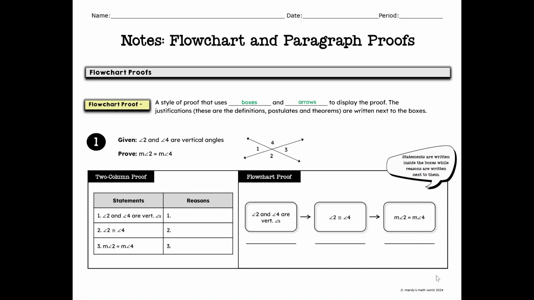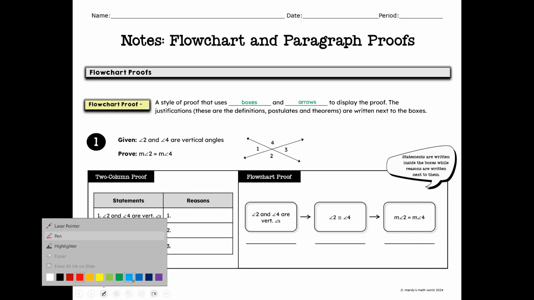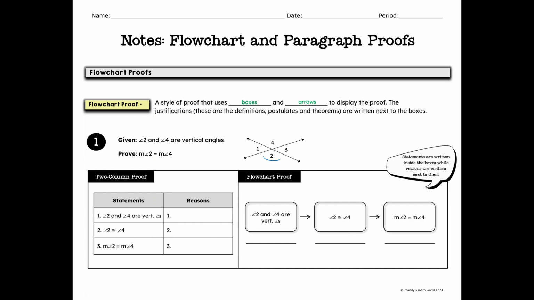We're given angle 2 and angle 4 are vertical angles. We want to prove that the measure of angle 2 is equal to the measure of angle 4. So let's write that. Okay, I'm going to use blue here. So we're talking about these two angles right there. We want to prove not that the angles are congruent. Our last statement has to be that those angle measures are equal.